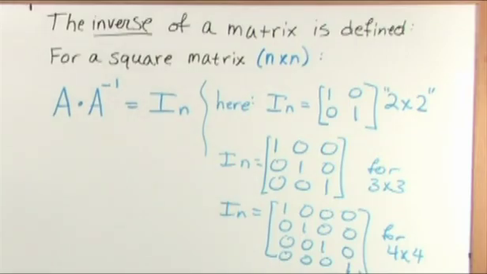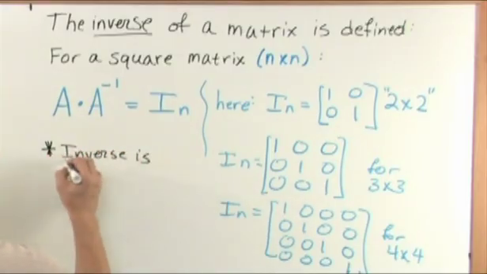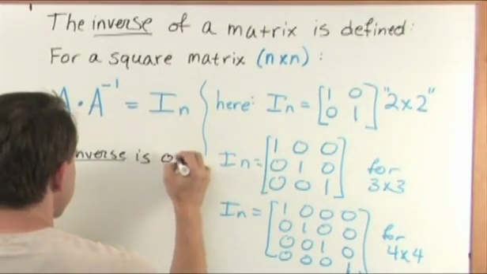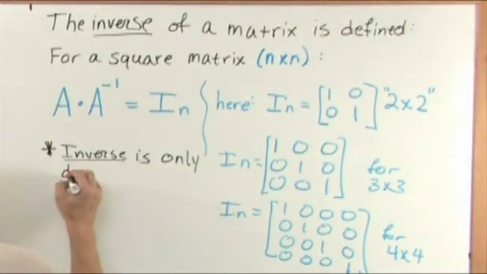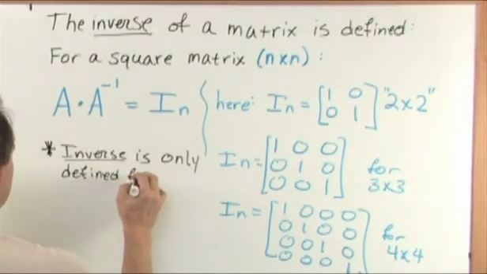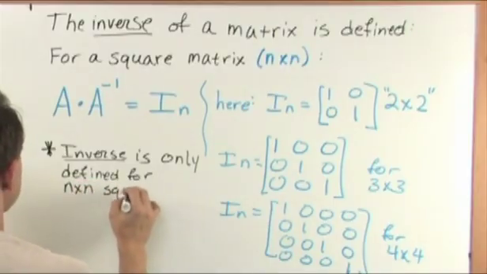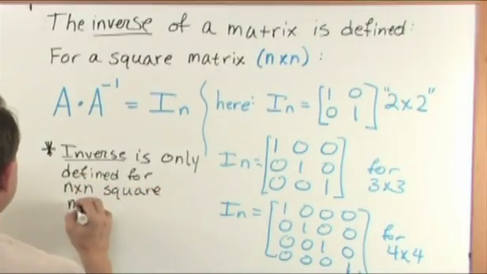A couple of additional things I want to write down here. I'm going to put little stars by them because they are very important for you to remember. Okay? The inverse matrix is only defined, and I hinted to this before, for n by n square matrices.